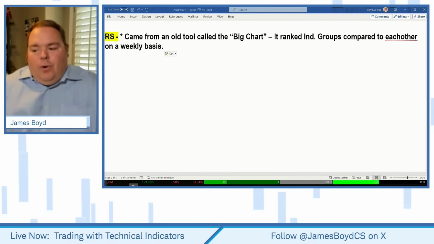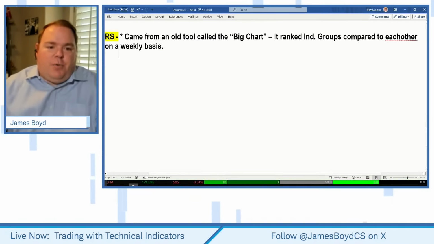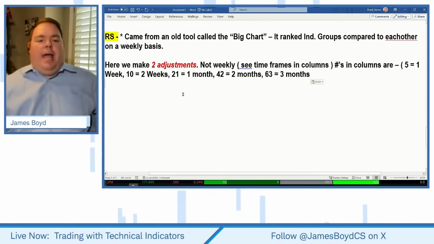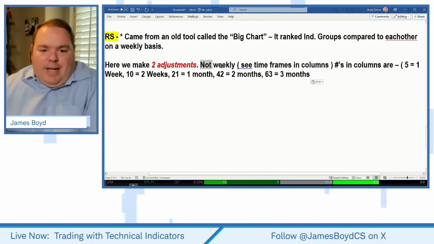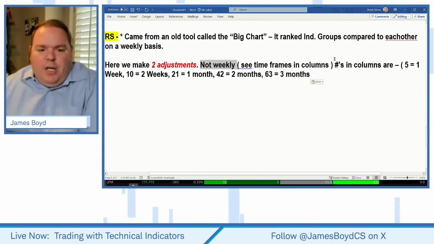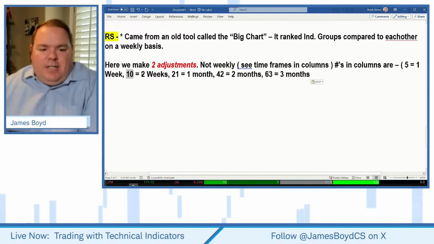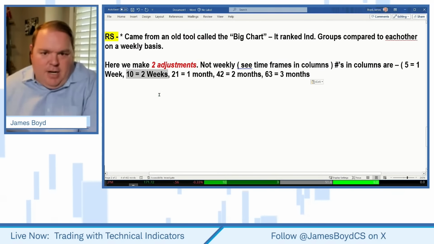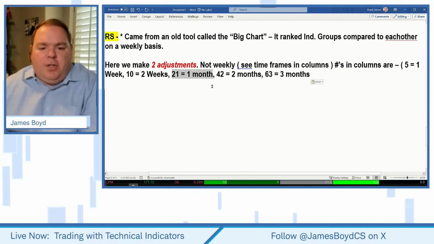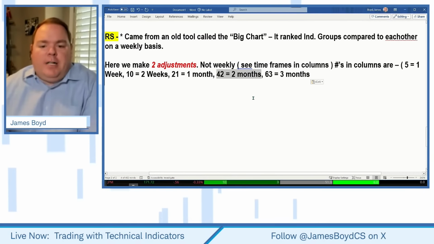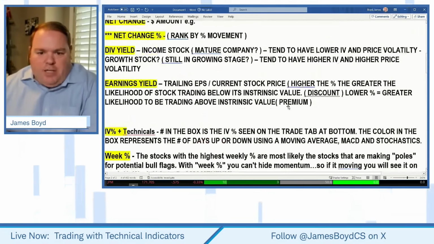Now, with what we do in our examples and how we track stocks, what you're going to notice is we don't look at them necessarily on a weekly basis. We make 2 adjustments. Number 1 is we're not looking at weekly, at least for all the columns. We're looking at a 5, which is 1 week of trading, 10 days, which is 2 weeks. The column of 21 is 1 month of trading. 42 would be 2 months of trading, and the 63 would be 3 months. Okay, so let me show you what this looks like.